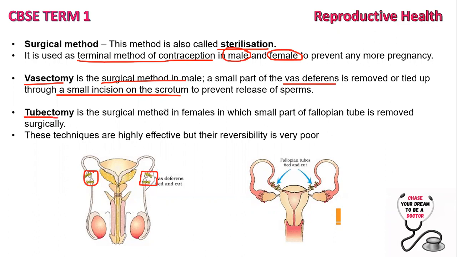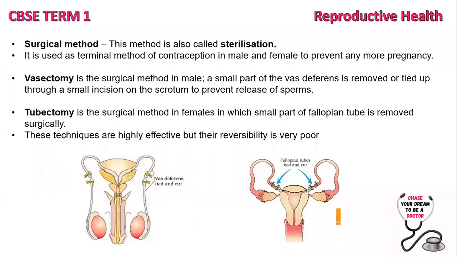Tubectomy is the surgical method in females in which a small part of the fallopian tube is removed surgically, just exactly as how the vas deferens is removed. Exactly like that, a small part of the fallopian tube is cut, in which the ovum will get stuck over here and will get disintegrated. These techniques are highly effective and their reversibility is very, very poor. There are no chances of conception after this, but the reversibility is not at all good.